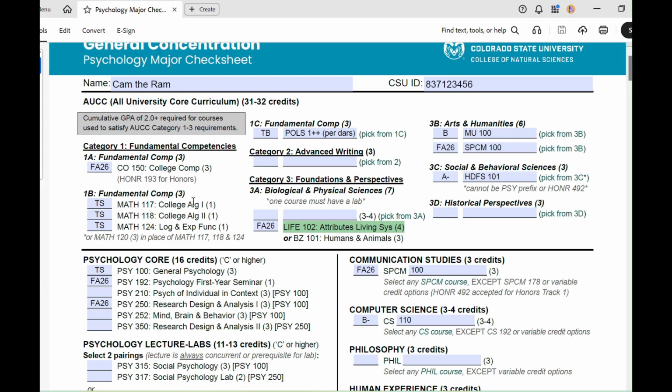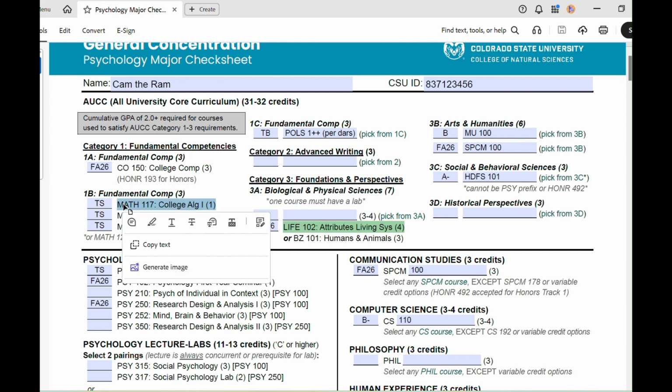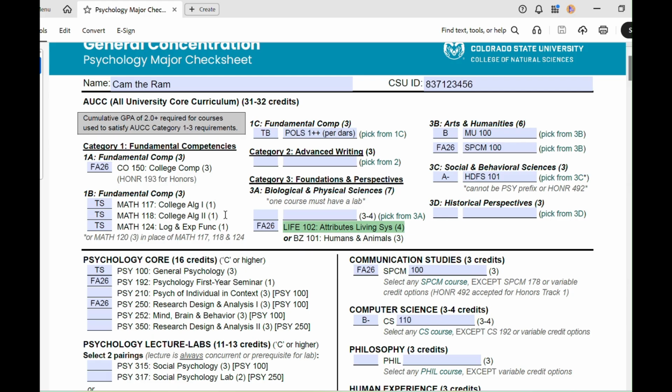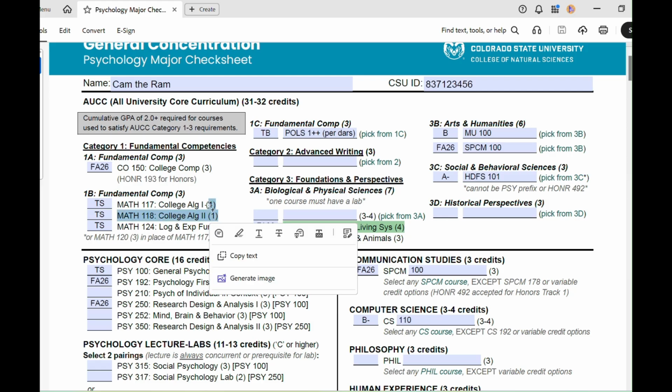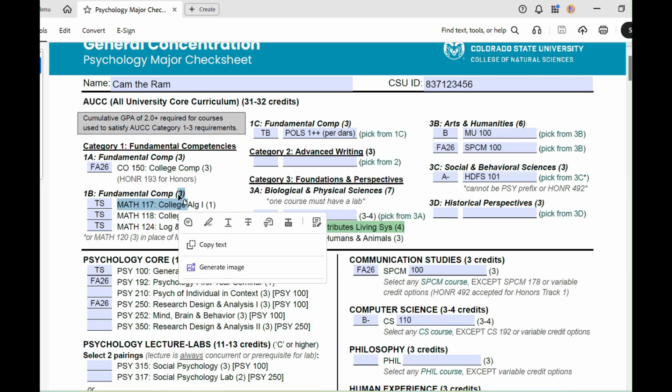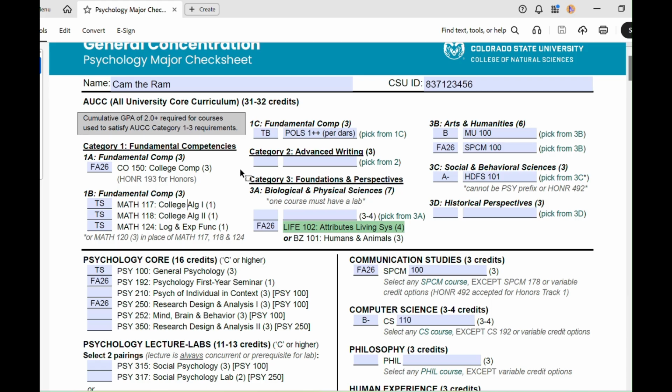AUCC 1B. For all psychology majors, we require the minimum of Math 117, College Algebra in Context Level 1, Math 118, College Algebra in Context Level 2, and Math 124, Logarithmic and Exponential Functions. Each of these courses is worth 1 credit, totaling 3 credits. In this example, Cam the Ram took an AP Calc course and did great on the final AP exam. Cam earned credit for their math requirement, which means this section is complete for them.